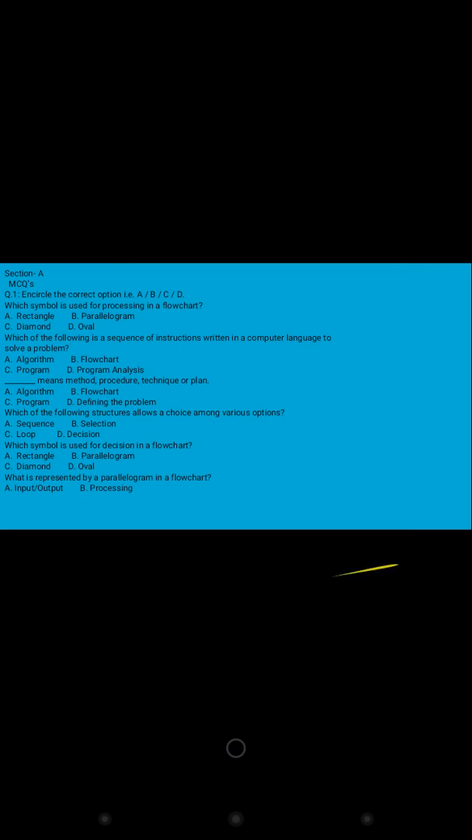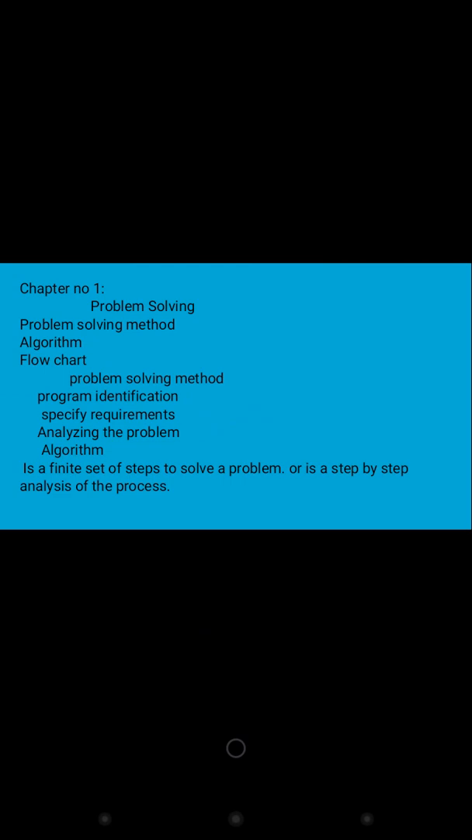Now move to section B. But before starting section B, we will discuss chapter number 1, and chapter number 1 is problem solving. In this chapter we will discuss the problem solving method. What are the problem solving methods? Problem identification, specify requirements, analyzing the problem, algorithm and flowcharts. First of all, let's discuss what is problem solving.